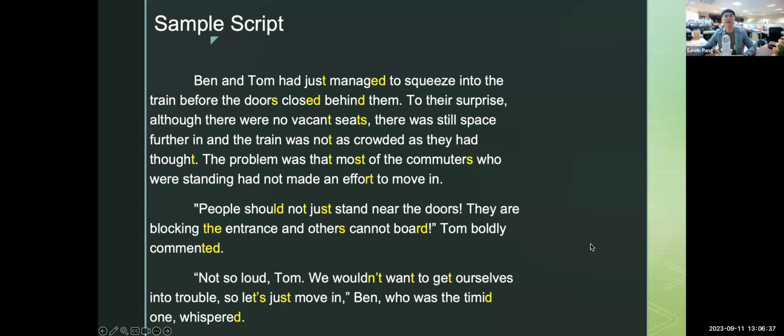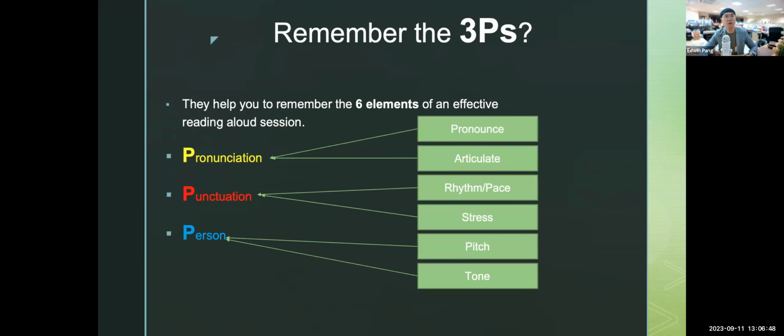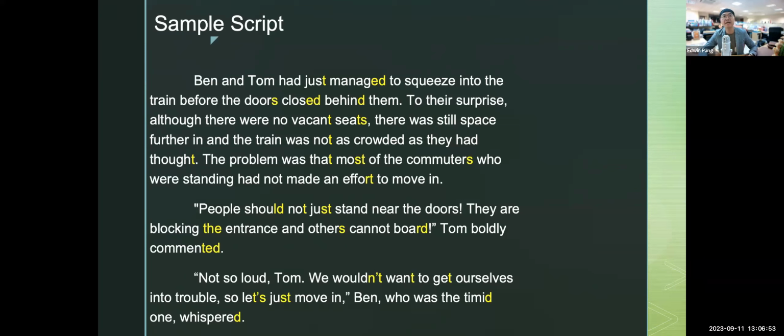So let's take a look at this, okay? This sample script. Now, you'll notice that the word endings have been highlighted in yellow. Have you all noticed that? It's all in yellow, right? Why is it in yellow? Because pronunciation is what I'm looking out for. Can you see? So Ben and Tom had just managed to squeeze into the train before the doors closed behind them. Can you hear how I am pronouncing the word endings? I'm not like swallowing the S and the D and the T, right? I am reading them out very clearly.